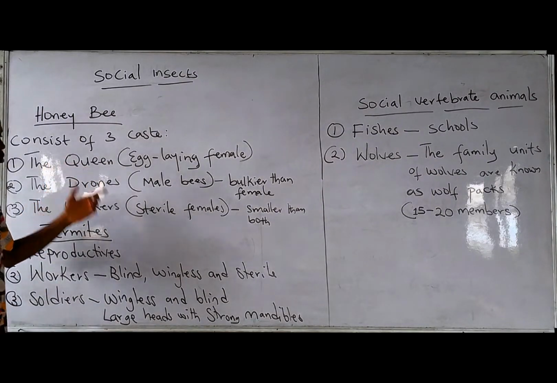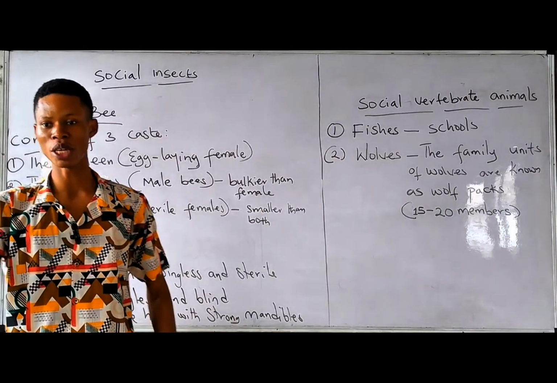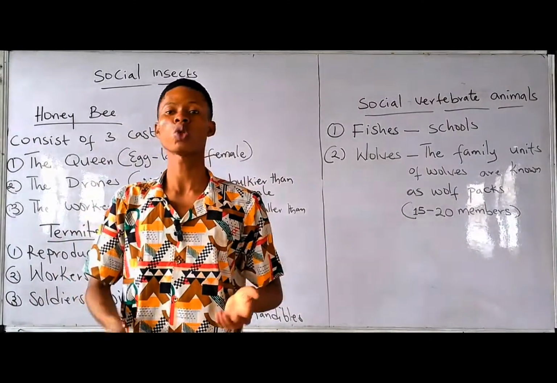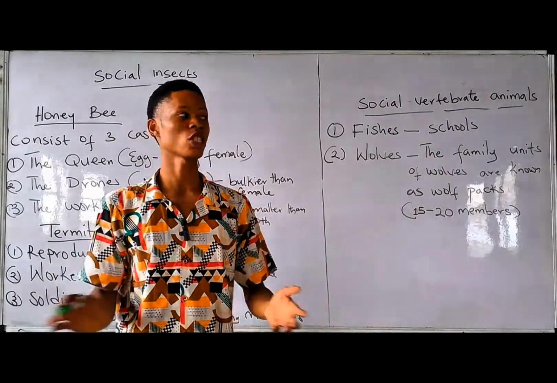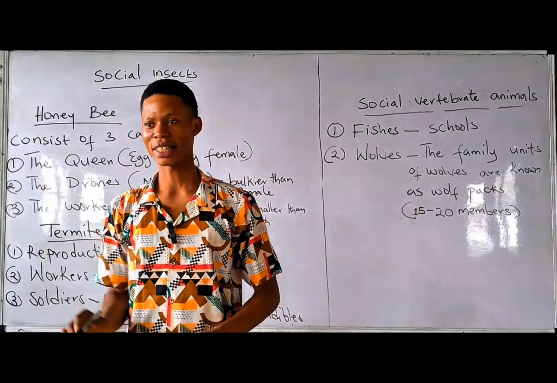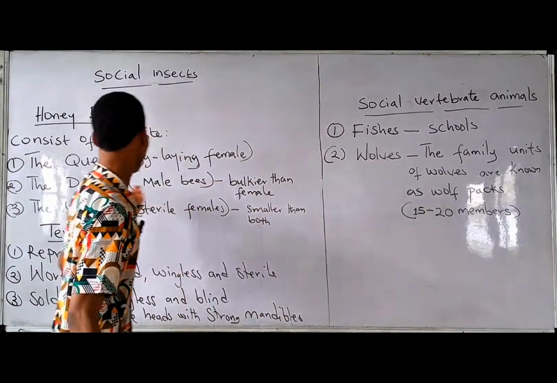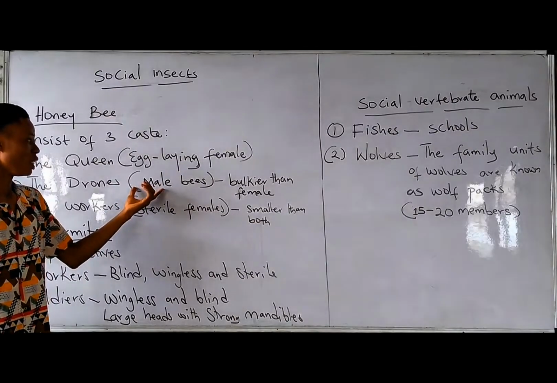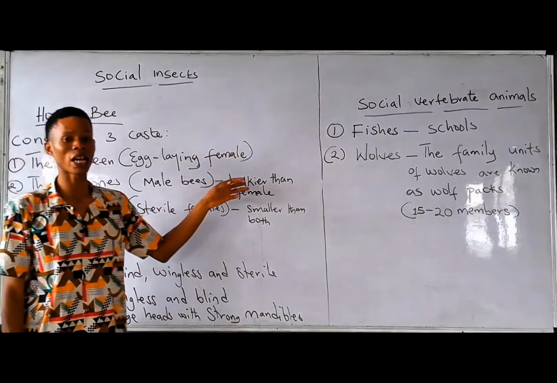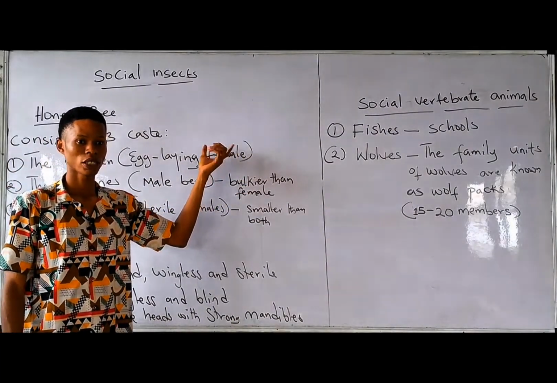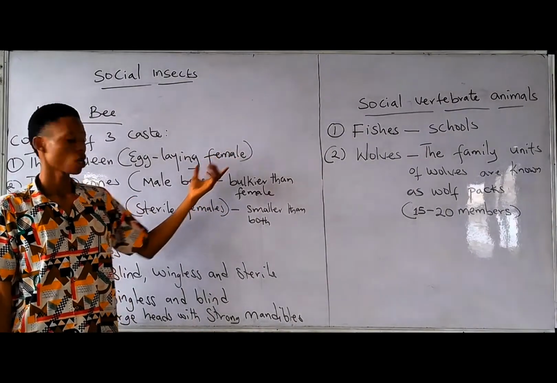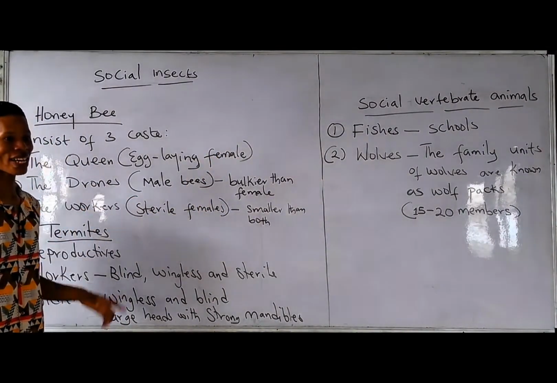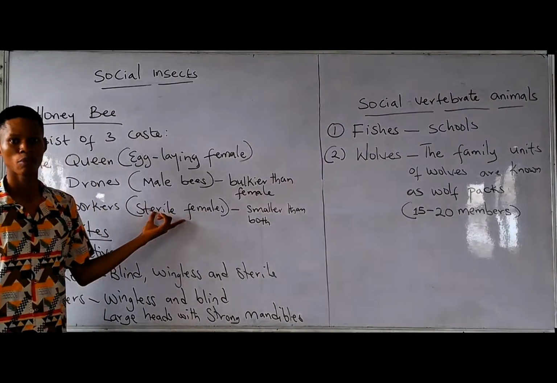Now, the queen is the egg-laying female. The function of the queen is just to lay eggs. That's the function of the queen. The drones are males, the male bees, and they are bulkier than the female. They are bigger than the female. While the workers are sterile females. They are females, but they are sterile.